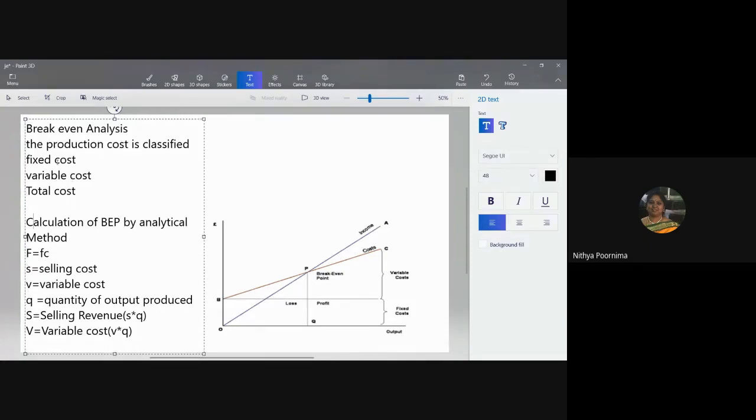Fixed cost is something you're fixing, like the rent of your organization, the machine cost, the material cost. Certain things are fixed. It does not change, right? So those costs will come under the fixed cost. Even the employee salaries, material, labor, all these will come under the fixed cost only.